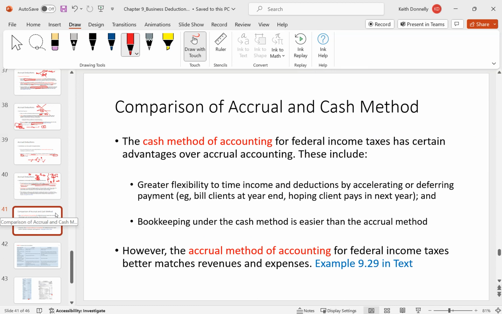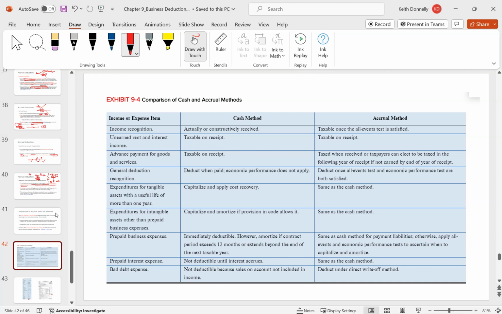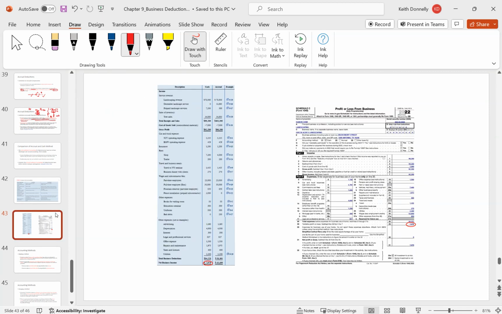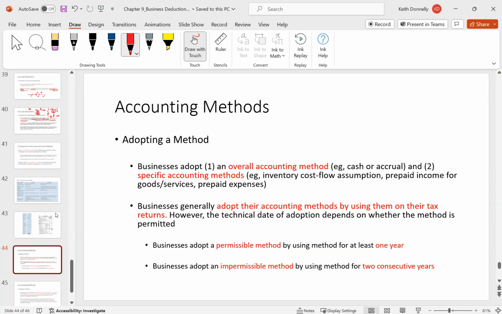This just says, be aware, there are some flexibility situations, differences between cash and accrual method. Generally, cash is going to be more flexible, right, for tax planning. But remember, those large taxpayers must use accrual. Right, so here's some differences on there. You can look at that. Here's an example showing you.